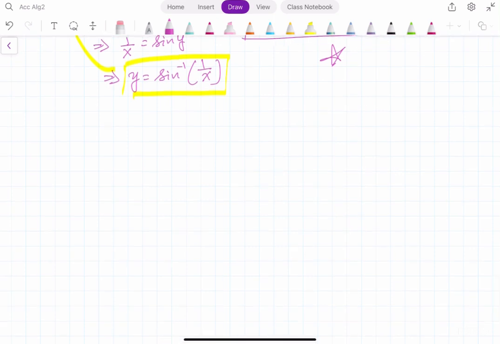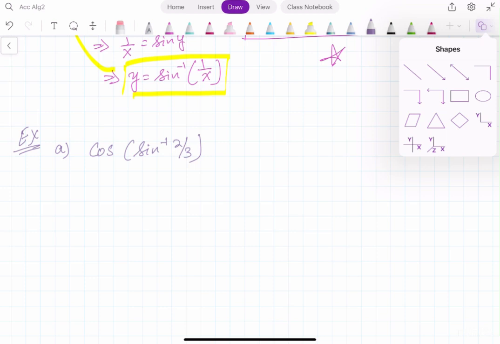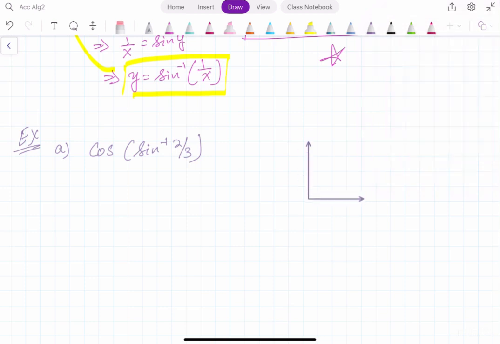Let's take more examples. We have cos of sine inverse of 2/3. This type of function is called a composite function. Composite functions are those where we have a function inside a function, for example f of g of x, right? So a function inside a function. The inside function will be treated as a new function, or new x.